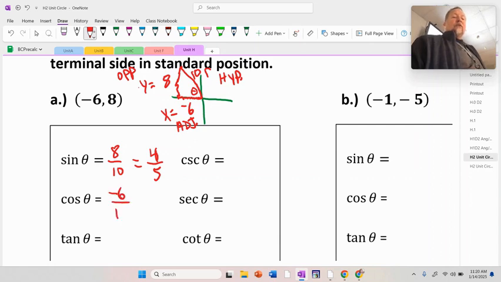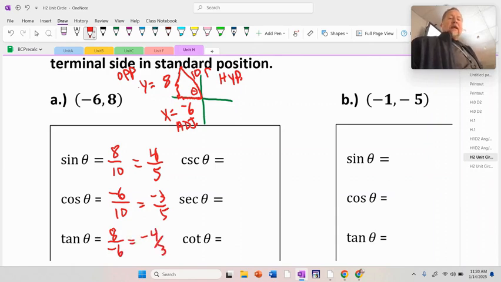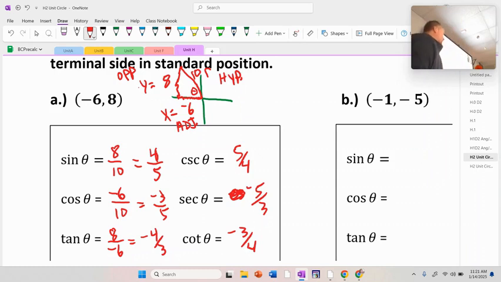Sine is y over r, cosine is x over r, and tangent is y over x. Just double checking that I'm not making any mistakes. And then flip them: 5/4, -3, wrong, -5/3, that was my brain, and then -3/4. Okay, so sine, cosine, or tangent. You okay over there?